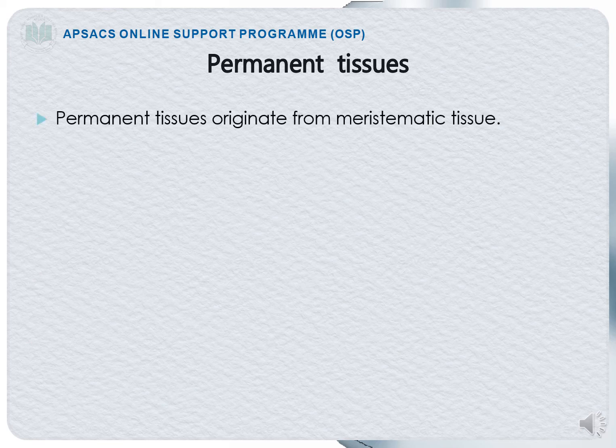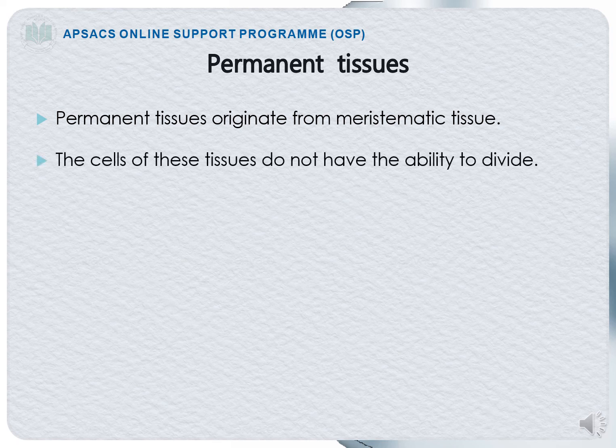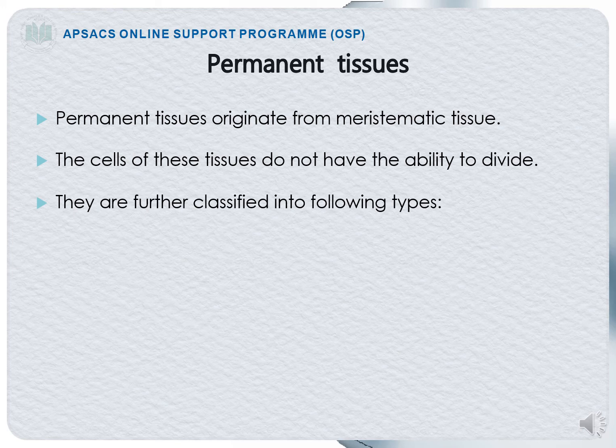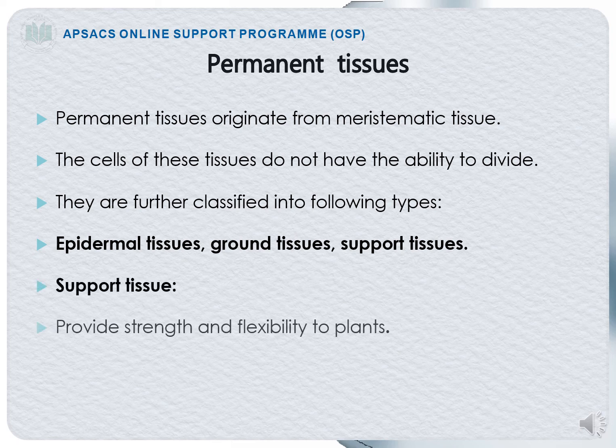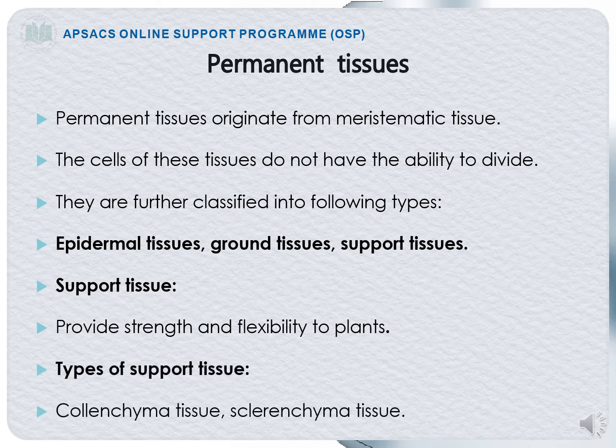Permanent tissues. Permanent tissues originate from meristematic tissues, meaning that they arise from the meristematic tissues. The cells of these tissues do not have the ability to divide, as the cells of the permanent tissues once had the ability of division, but they no longer have it. They are further classified into the following types, that is epidermal tissues, ground tissues, and support tissues. Support tissue provides strength and flexibility to the plants. Types of support tissues: collenchyma tissue and sclerenchyma.